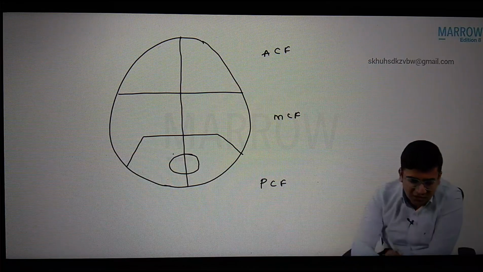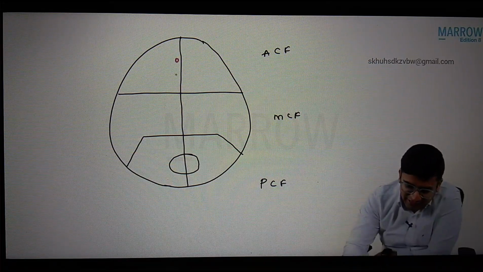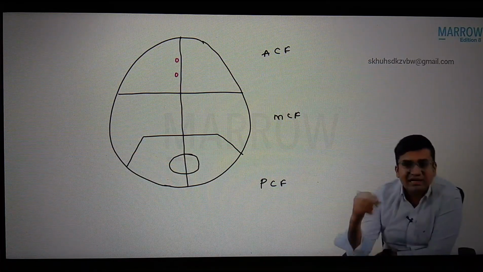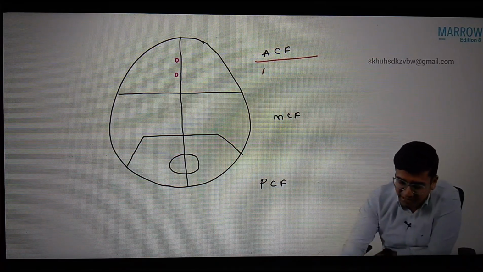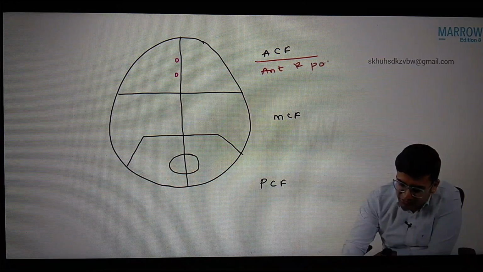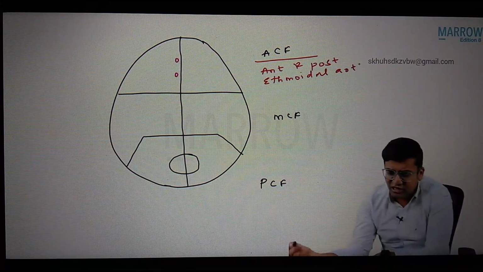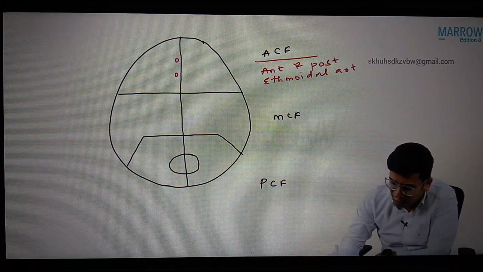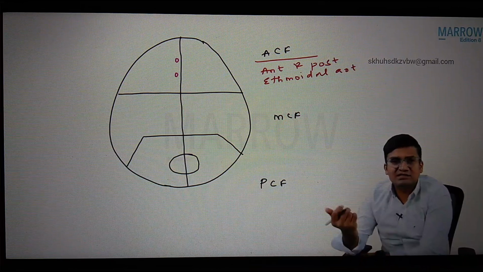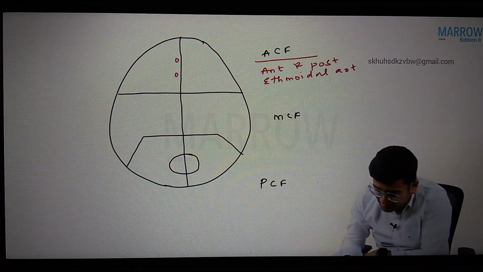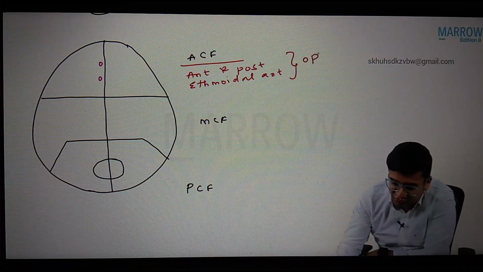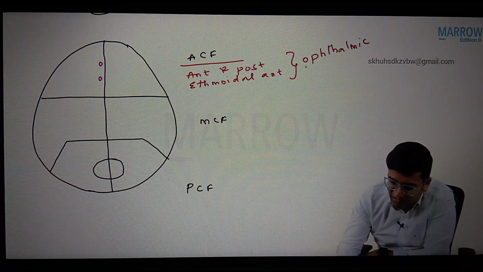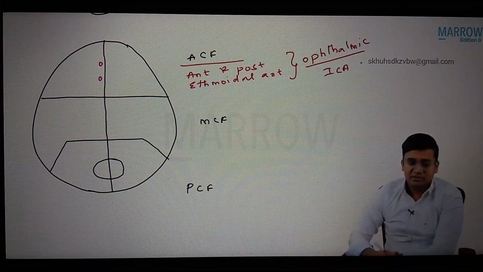Now in the anterior cranial fossa, as I told you already, we have the anterior and posterior ethmoidal foramen, which transmit the anterior ethmoidal artery and the posterior ethmoidal artery. So the anterior cranial fossa has arterial supply by the anterior and posterior ethmoidal artery. Now the anterior and posterior ethmoidal arteries are branches of the ophthalmic artery. The ophthalmic artery is a branch of the internal carotid. Very good. So the anterior and posterior ethmoidal arteries are branches of the ophthalmic artery, which in turn is a branch of the internal carotid.